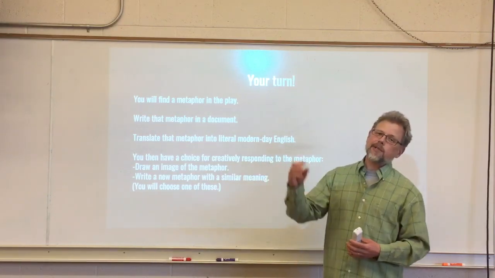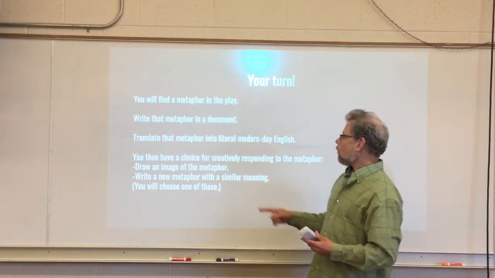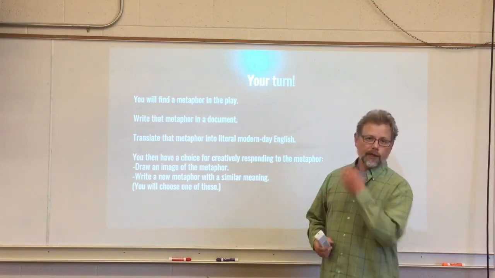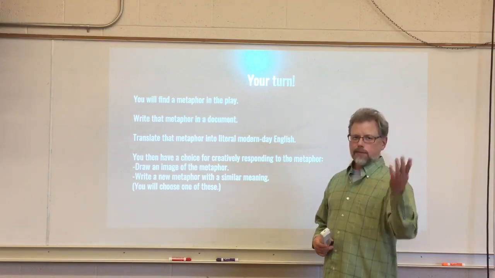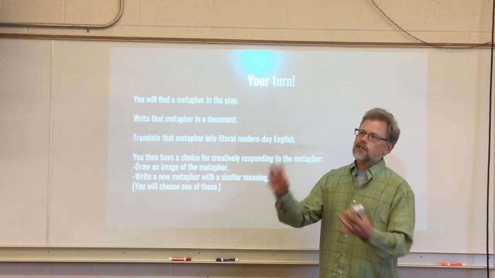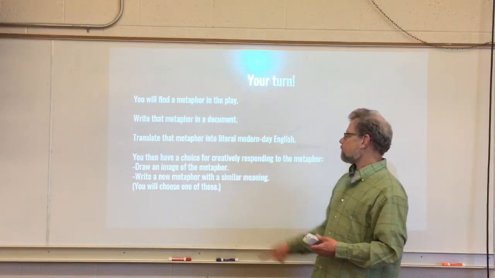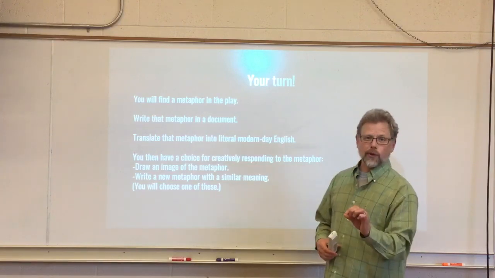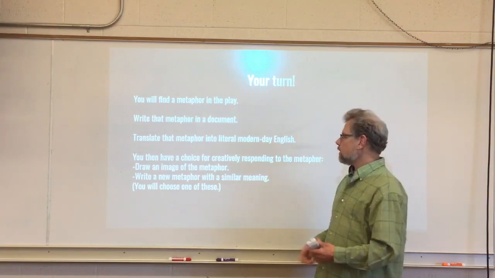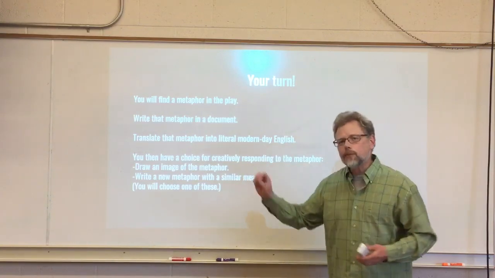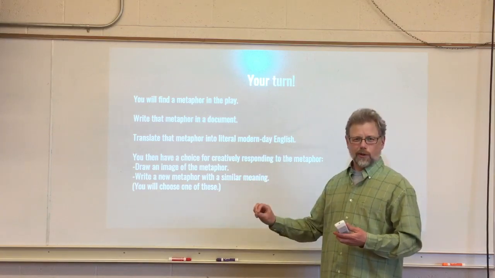And then you're going to respond creatively, and I'm giving you two options. One is to draw an image of the metaphor, and you can do that on paper and then scan it. You can do it in an app, but turn it into a work of art. This is the metaphor that I'm finding in the play. This is what it looks like visually. Your second option is to write a new metaphor, like I did with the arrows and dipping in the poison of contempt. Write the same thing that you find in the play, same meaning, but with a different metaphor.